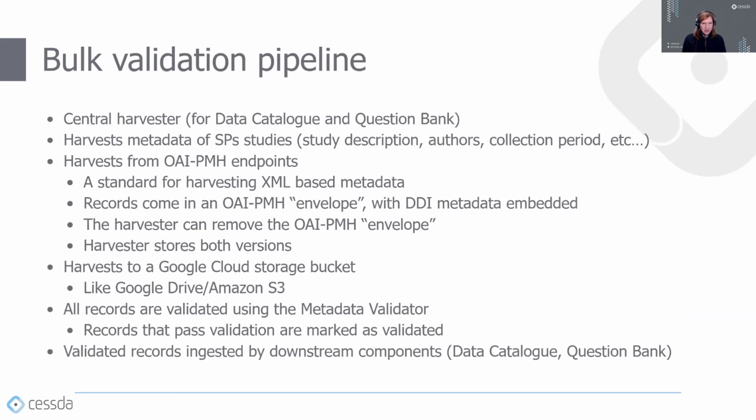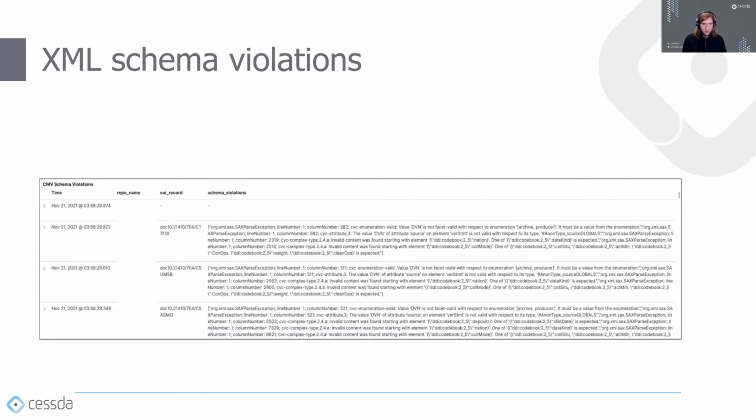But we need to have a dashboard to view cases where things fail validation, so we can send reports off to service providers. And here's an example of the dashboard. So we have the first dashboard, which mentions XML schema violations. These are things that mean that the document being validated is not valid DDI. And there are 3 columns: the repository name, which is where the record came from, the OAI record identifier, and with these 2 things, we can uniquely identify which record and which repository it came from. And then in the 3rd column is a list of schema violations that were found.